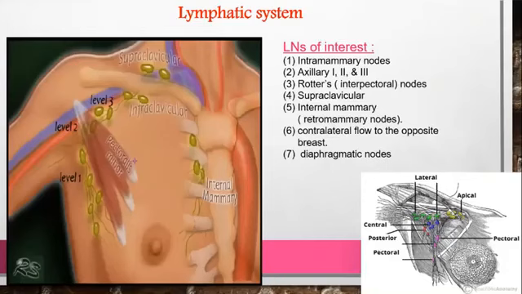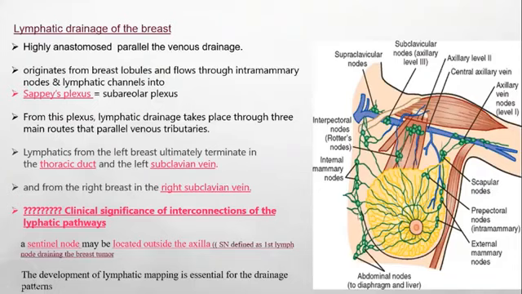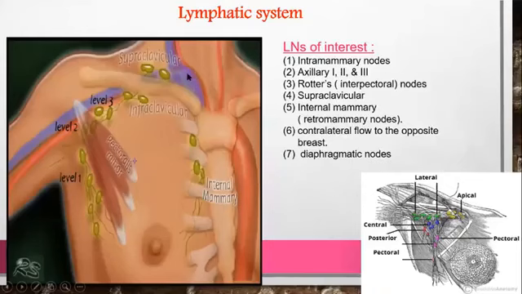Okay, as we mentioned, the breast drains to the axilla, level 1, level 2, level 3, just to make it simple, and sometimes the infraclavicular node is considered part of level 3. From there, it goes to the supraclavicular nodes, and here is the internal mammary. As we mentioned, these are anastomosing; even the internal mammary can go through the vessels up into the supraclavicular regions.